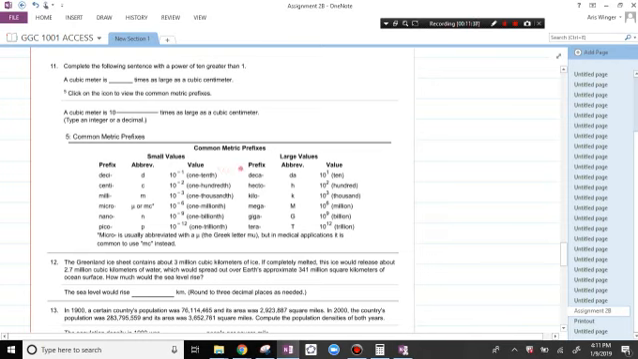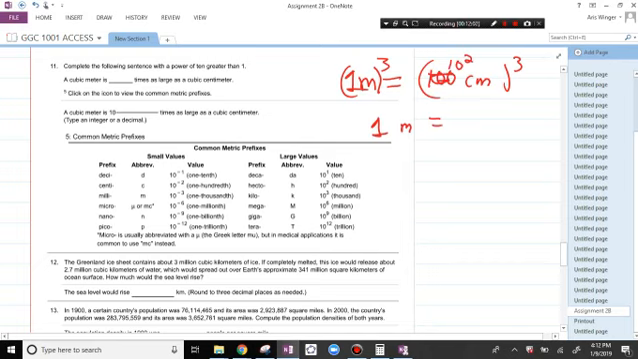A cubic meter is blank times as large as a cubic centimeter. Okay, so we know that a meter is 100 centimeters, so you want to cube both sides. So we'll put a 1 here. This is 10 to the 2nd, right? And if you raise both sides to the 3rd power, you're multiplying these 2 powers. So 1 meter cubed is 10 to the 6 centimeters cubed. So this is 6.